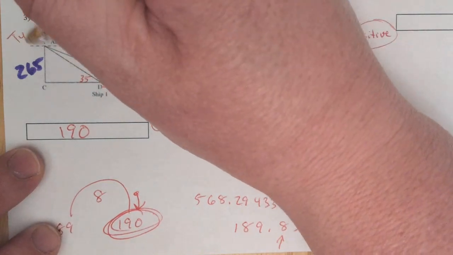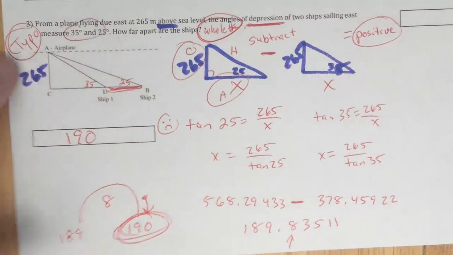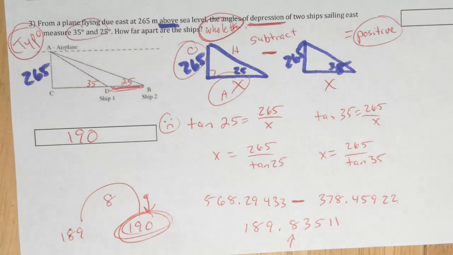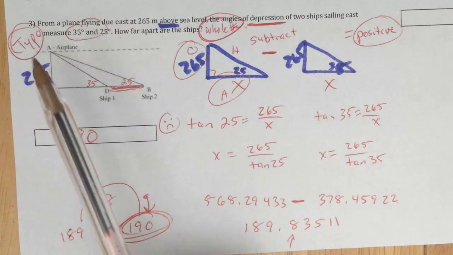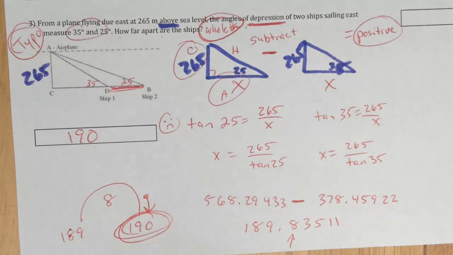All right, so that was just a typo. I just forgot to put, hey, give me the whole number. All right, so give me the whole number on that one. That was just a typo. They'll definitely say that one way or the other when you have a test or anything.